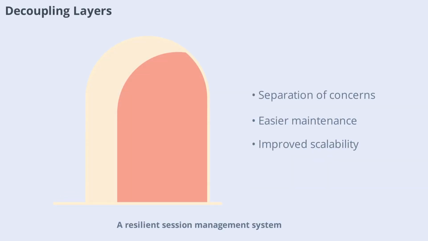A resilient session management system separates responsibilities across distinct layers. The network layer handles data transport, the domain layer manages session state, and the UI layer interacts with users. This decoupling makes the system easier to maintain and scale. If one layer needs to change, the others can remain untouched, reducing the risk of introducing new bugs.